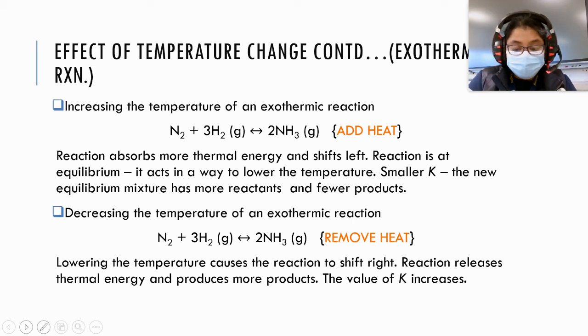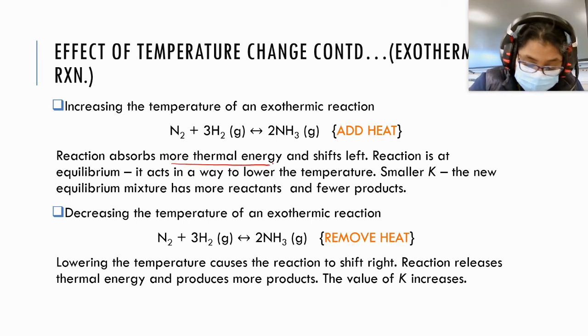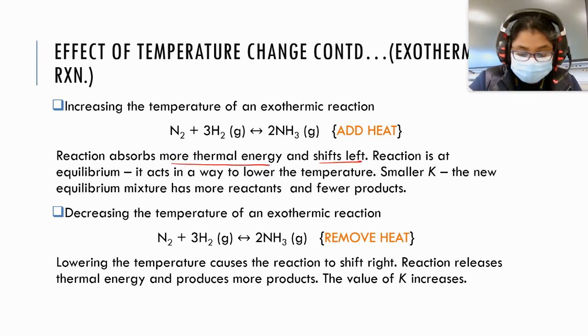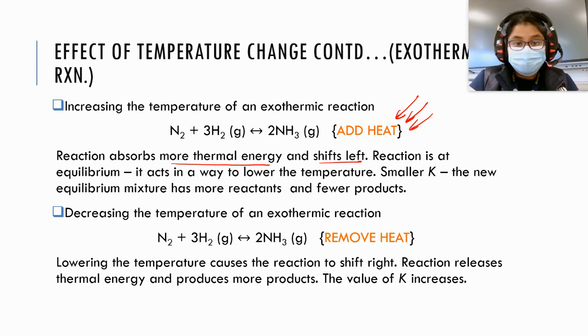Increasing the temperature of an exothermic reaction, the reaction absorbs more thermal energy and then it'll shift towards the reactants because you are basically adding products. It doesn't like it. Then, if the reaction is at equilibrium, it's going to act in a way to lower the temperature. So the equilibrium constant actually becomes smaller. Okay. The new equilibrium mixture has more reactants and fewer products.